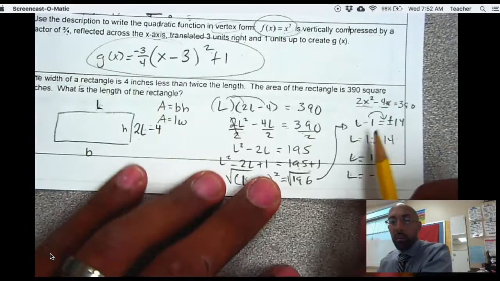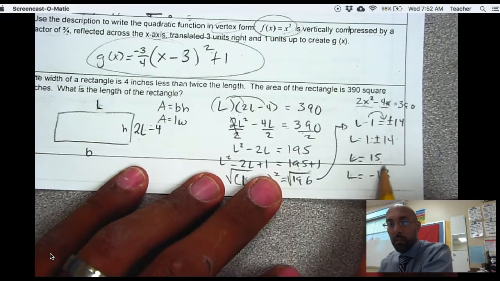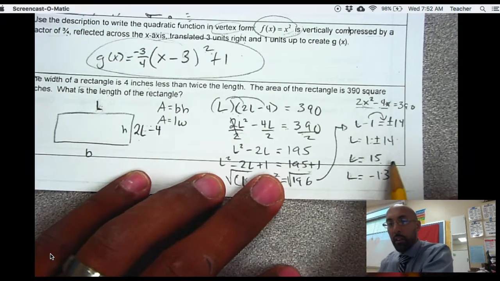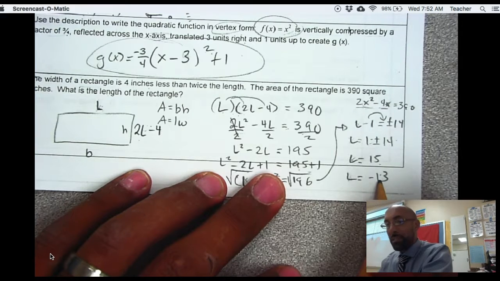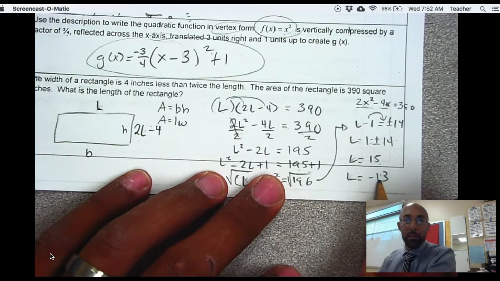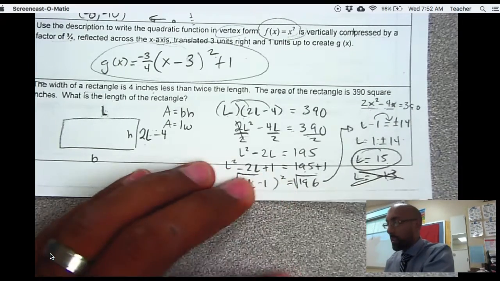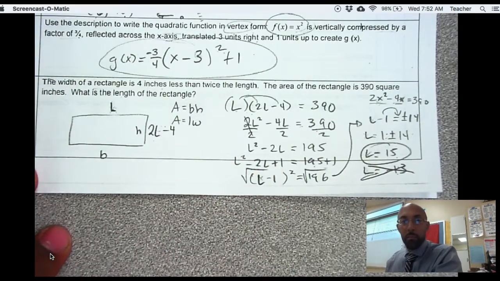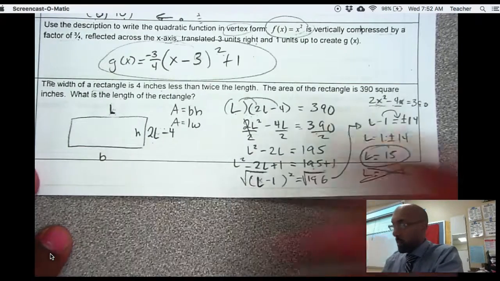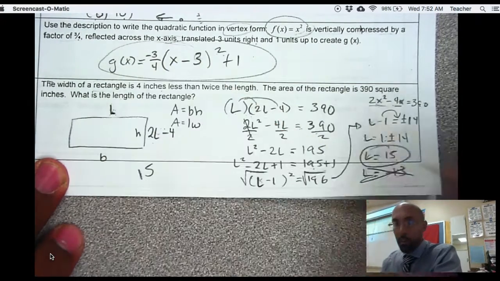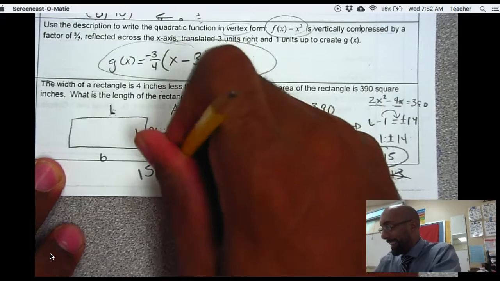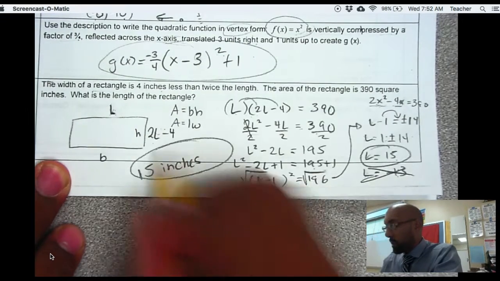All right, so the question is, there can only be one length. I'm looking at this, and there's no way we can have a negative length, so we can't have negative 13. So the only possible solution is the length is 15. But 15 what? Remember, this is an actual real life problem, so 15 inches. So don't just say 15, but say it's 15 inches.